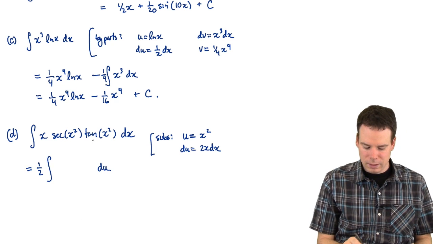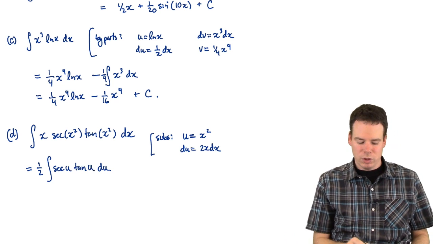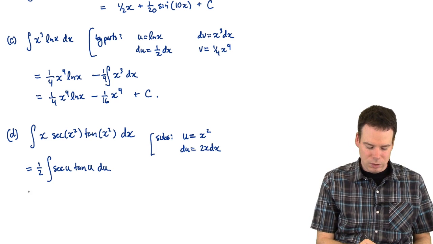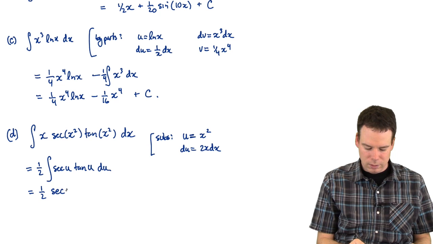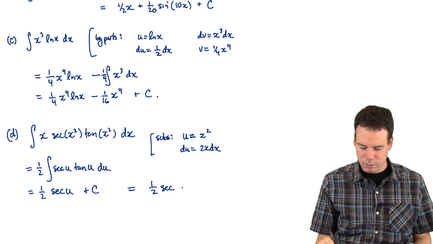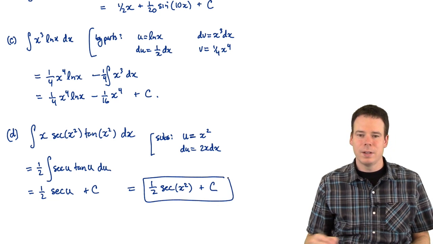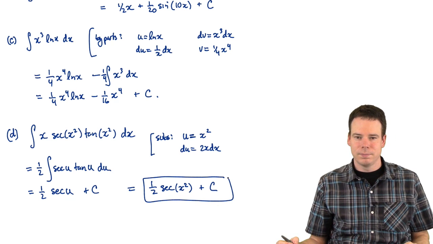And then the secant and tangent survive. They're just secant u and tan u. And what function has a derivative of secant u tan u? That would just be secant u plus c. And so that's now back in terms of our original variable x. We get that the result is 1/2 secant of x squared.